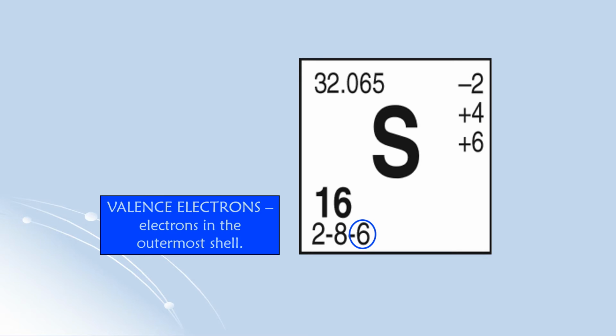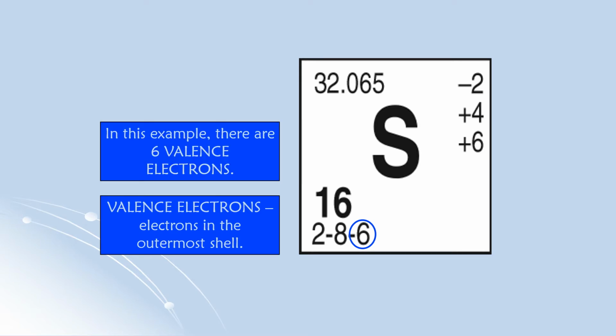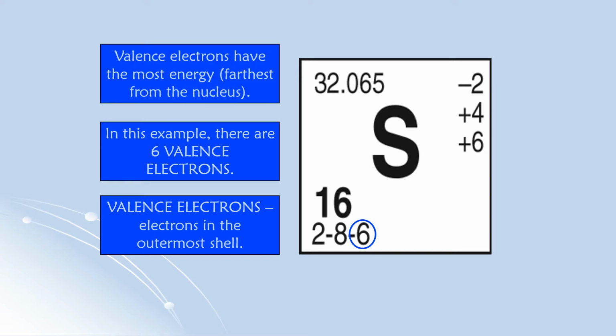So 6 is going to be the number of valence electrons for sulfur. And remember that because the valence electrons are the farthest away from the nucleus, they are the ones that have the most energy. Because remember, electrons that are closer to the nucleus are in the lower energy levels, so they have less energy. Electrons that are farther away from the nucleus are in higher energy levels, so they have higher energies.